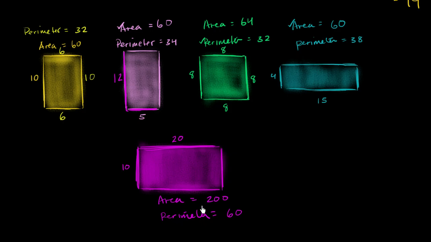So let's see. This has a different area, and it also has a different perimeter. This one's perimeter looks like the same number, 60, as the area here, but that's not what we're comparing. We have a different perimeter and different area. So neither of these are the same as our original rectangle.